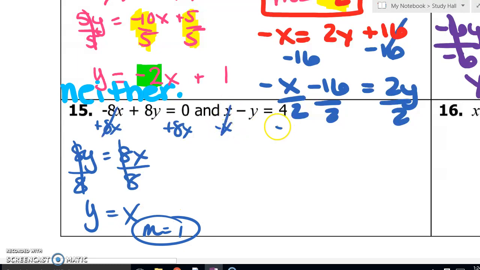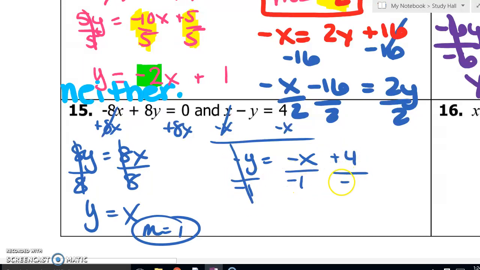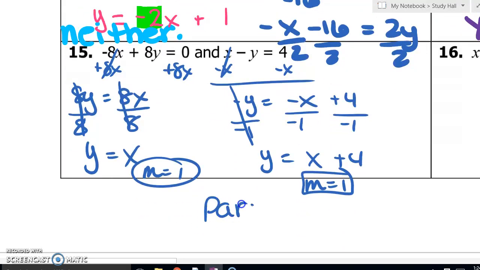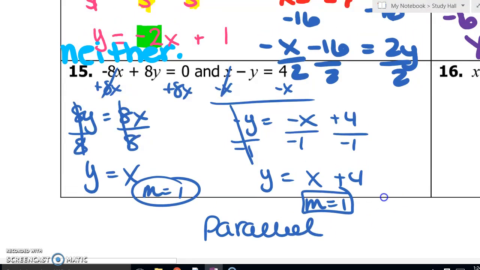Here, if we subtract x, we get negative y equals negative x plus 4, divided by negative 1 everywhere, so that the y is completely isolated, and we get y equals x plus 4, which also has a slope of 1. Therefore, they are parallel. That might have too many L's.